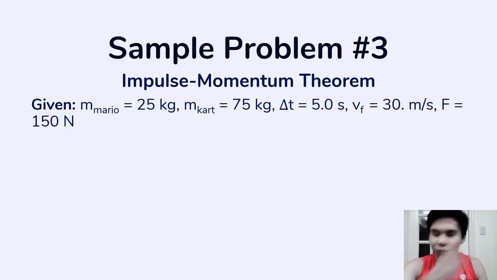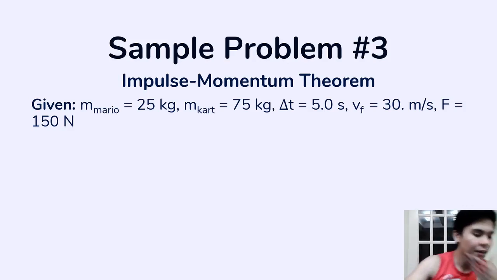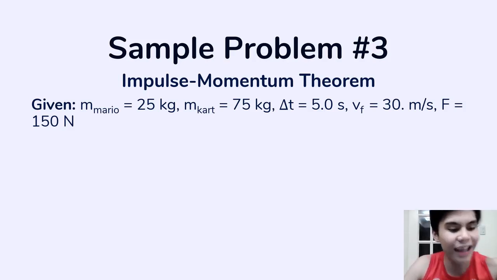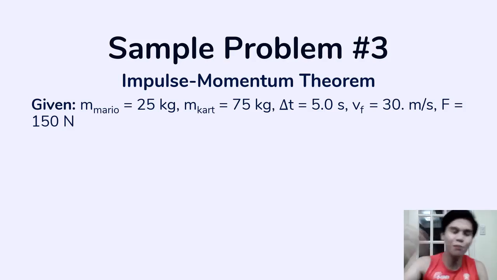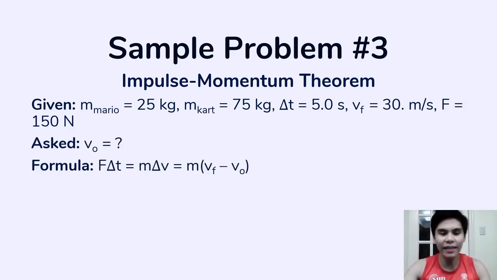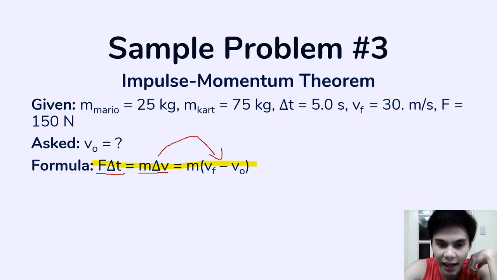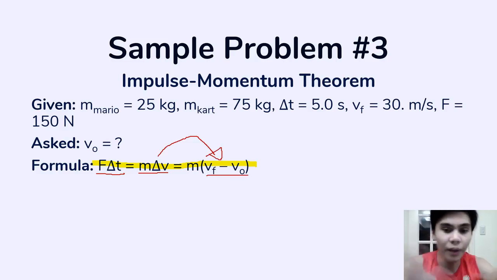And we have our asked for, which is the initial velocity. Again, we're wondering how fast Mario was going during his constant speed phase before he knew that Princess Peach was calling on him. And in order to get that, we need to use our momentum impulse formula. Again, we have here your F delta t, which is your impulse, your m delta v, which is your momentum, and your m delta v can also be written as m times final minus initial velocity. All right, so all three of those are the same. They mean the same thing.